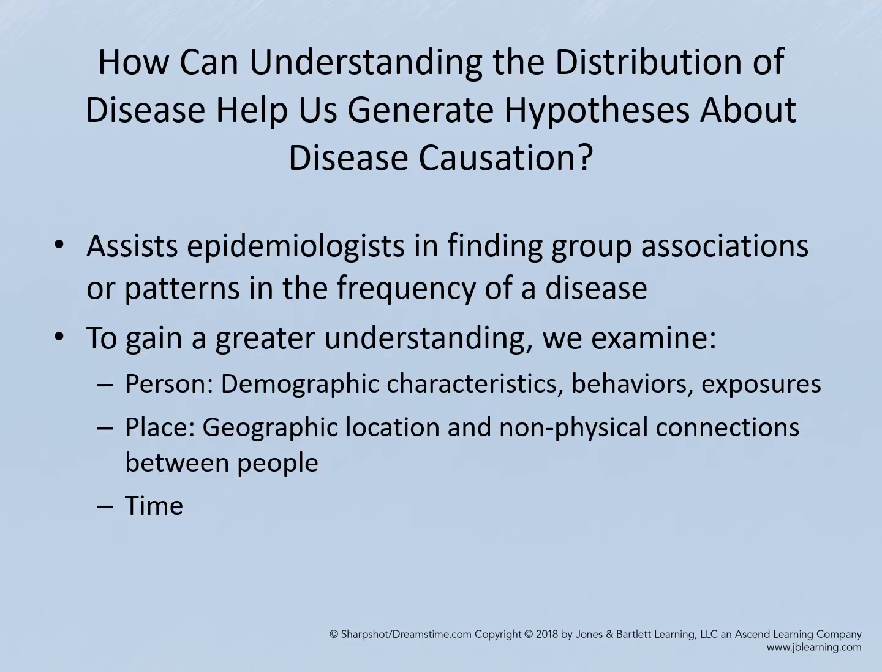So the next question is, how can understanding the distribution of disease help us generate hypotheses about disease causation? To understand that, let's remember the example of John Snow, who identified that a particular borewell was responsible for spreading cholera among London people.